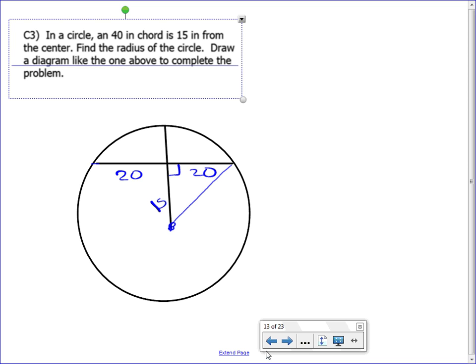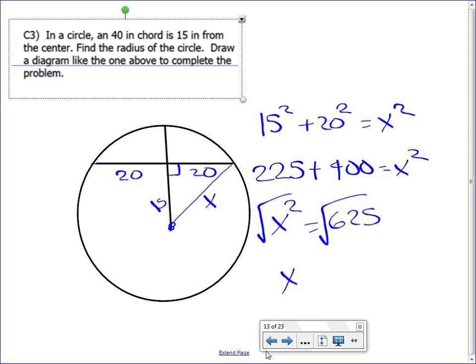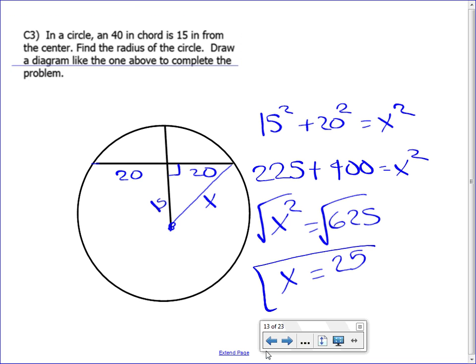So then it makes sense to use the Pythagorean theorem. So this is my x. So I'm going to say 15 squared plus 20 squared equals x squared. 15 squared is 225. 20 squared is 400. So that gives me x squared equals 625. Take the square root of both sides. X equals positive 25. And I'm done with C3.